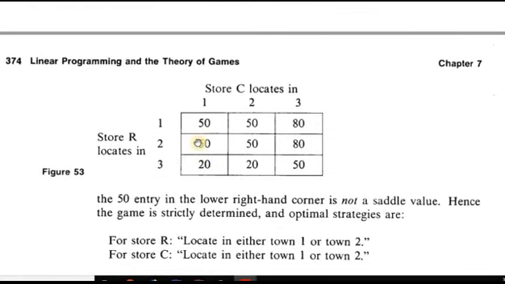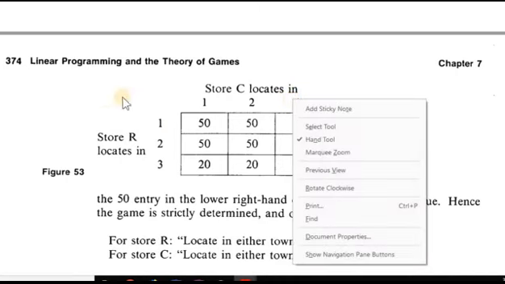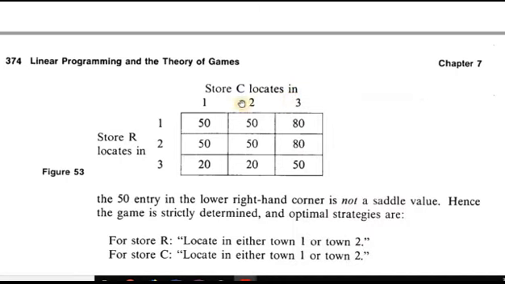Well, you can verify that this payoff matrix follows the rule that I was saying. For instance, this 80 says if store R locates in town 1 and store C locates in town 3, then the people in town 2 are going to go to the store in town 1. So that's going to be 50% plus 30% gives you 80%. Now you can verify all of these numbers correspond to the situation shown above. This 20%: store R locates in town 3, store C locates in town 1. 80% are going to go to the store in town 1.